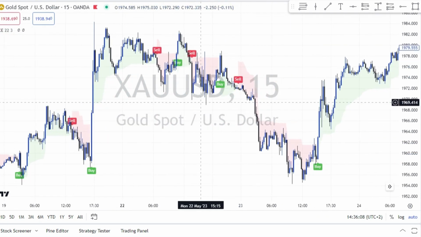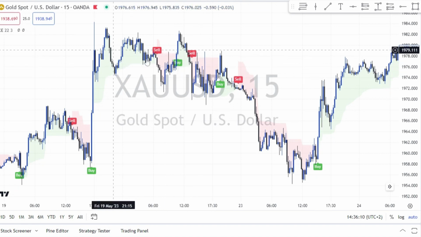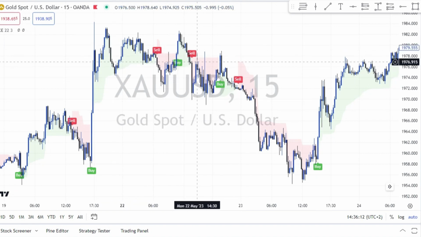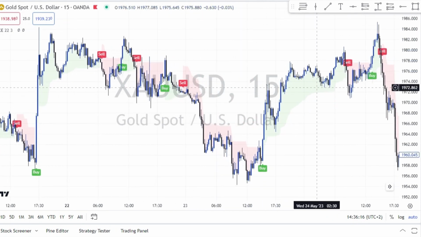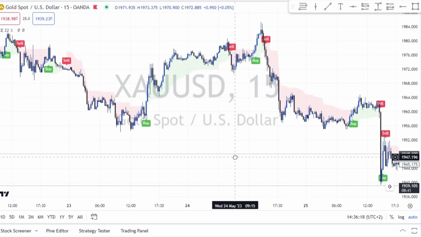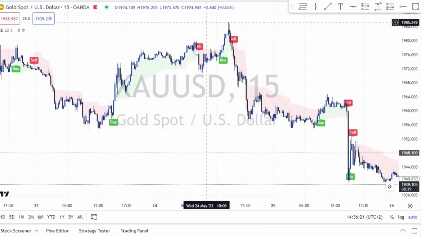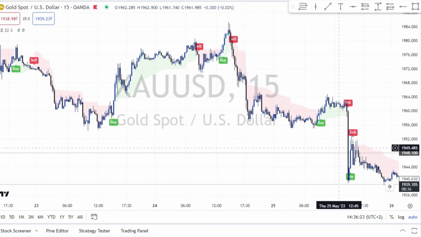So as always, guys, we want to trade with the trend, right? So this trend is downwards, and definitely our sell signals are the ones that are working. We had a buy here, which was also a good signal. We had sells here, which were also good signals.